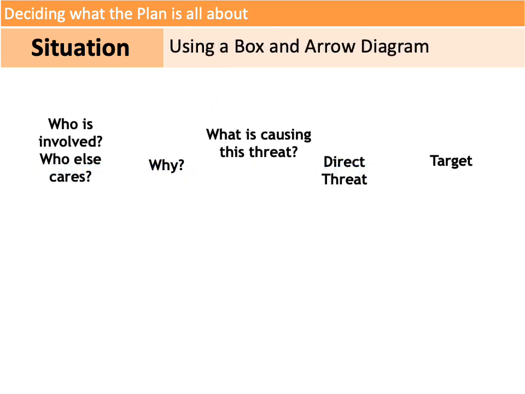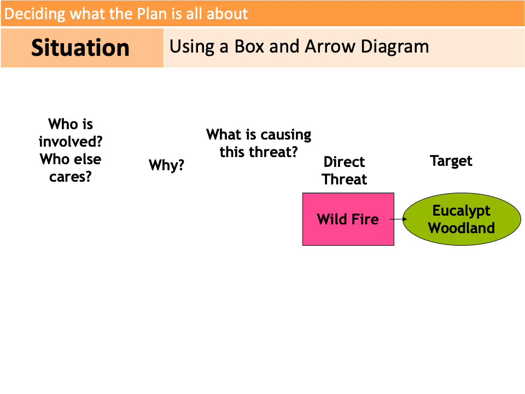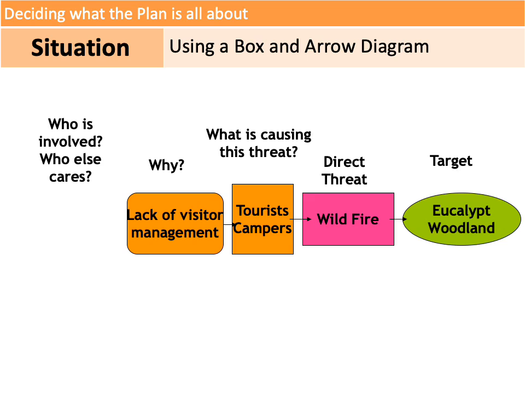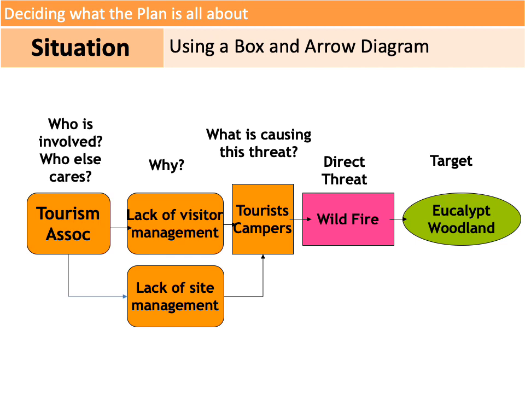And here, if we've got our target, which might be a woodland, and we've got a threat to that woodland, which is wildfire, we start thinking about what is causing this threat. So it might be tourists or campers. So why is that happening? There might be a lack of visitor management, a lack of site management. Who else is involved or who might care about this?